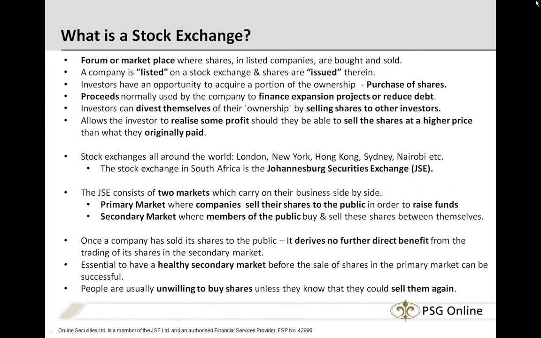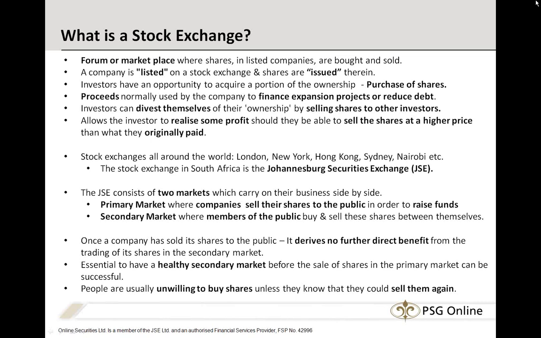What is the stock exchange? It's just a marketplace where shares in listed companies are bought and sold. We get 2 kinds of markets. We get what they call a primary market. This is where the company comes to the market to sell shares to the public. Obviously, the main idea is to raise funds. And then we also have what they call a secondary market.